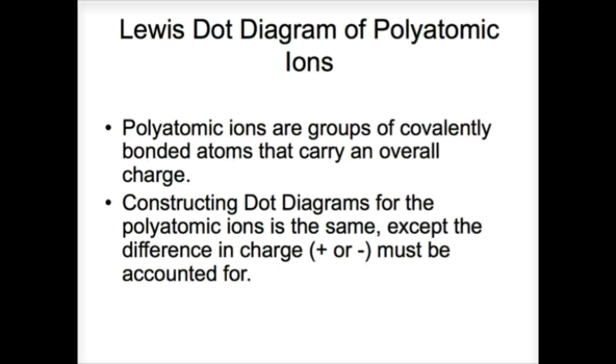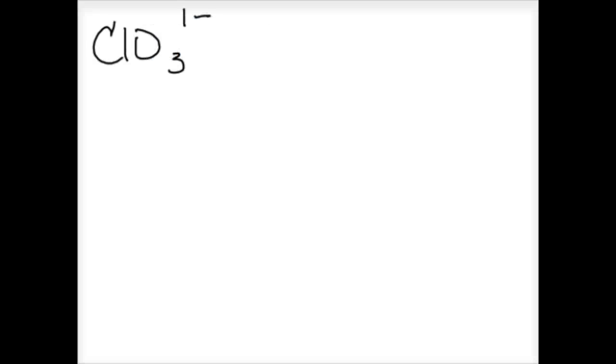What's cool is we can also do Lewis dot diagrams for polyatomic ions, and our rules have not changed. They're still covalently bonded, so we follow all our rules. We do have to account for the positive or the negative charge in our total count of valence electrons. So I'd like you to pause the video here. I want you to give me the Lewis dot diagram for chlorate.